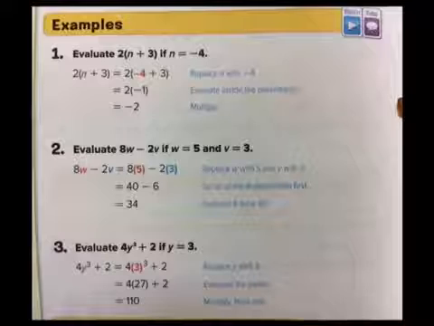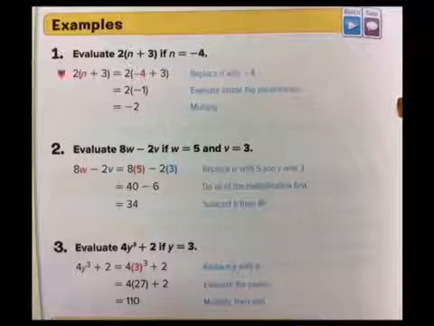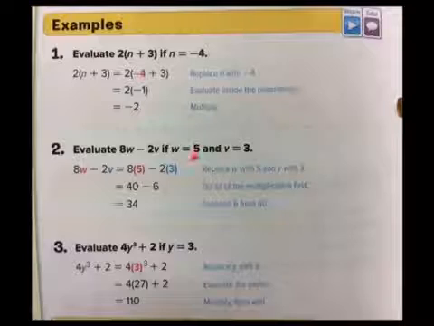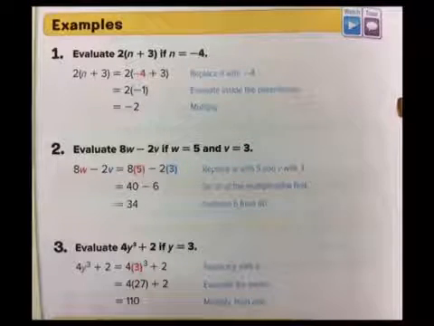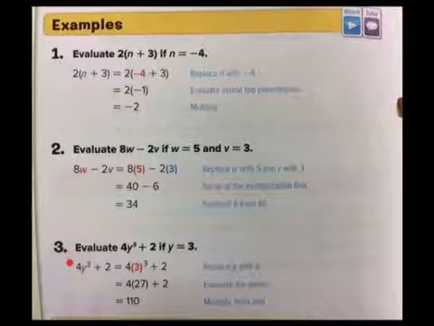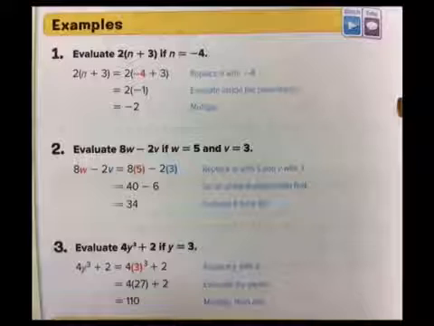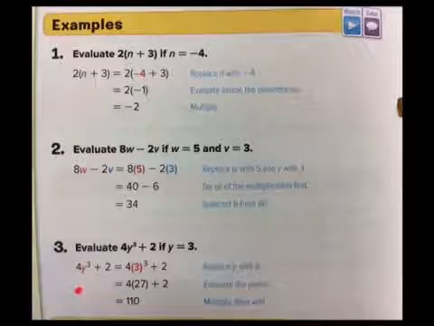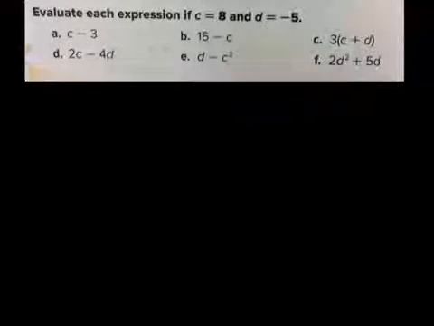Here we have 3 examples where we replace the variables with numbers. You're given the value of n. n is -4. So we just replace the variable. Here you're also given the values. You see this? w is 5 and v is 3. Replace the variables. And so on. Please take a look at these 3 examples on your own. Pause the video now and look and follow the step process. For the sake of saving time, I will not go into each one in detail, but I will do these with you, okay? Step by step.